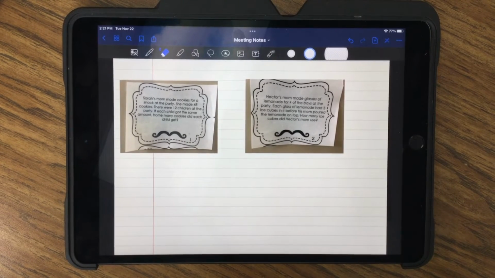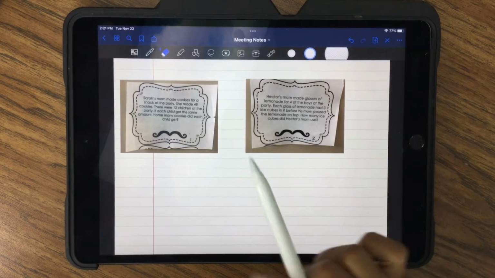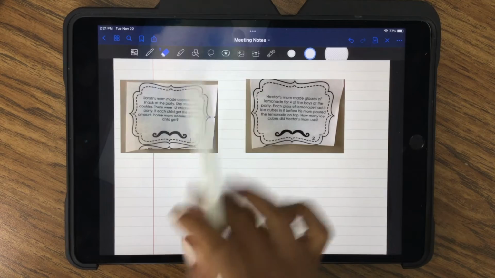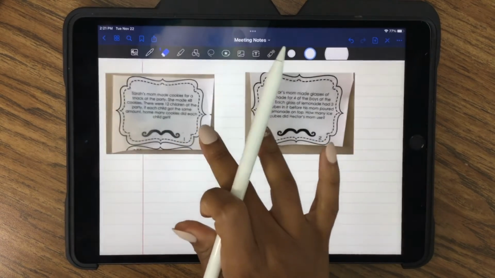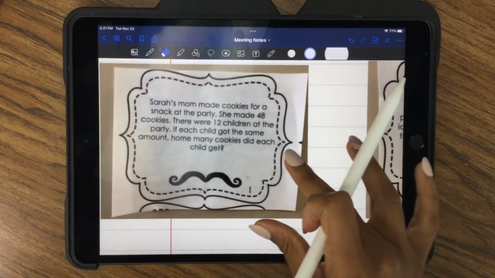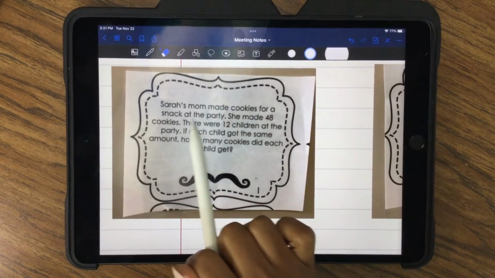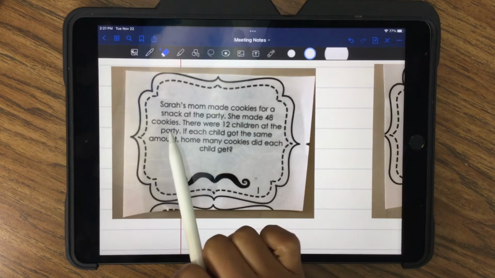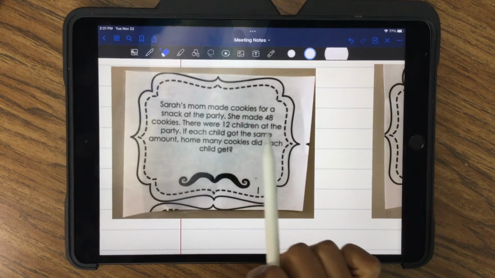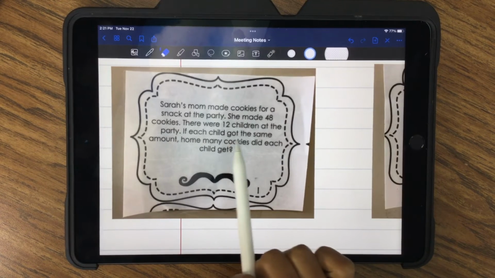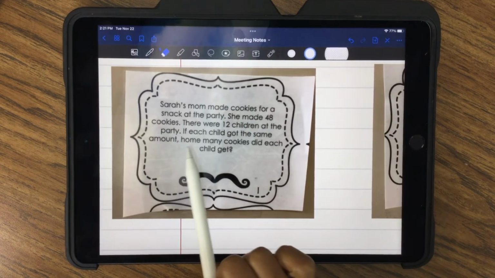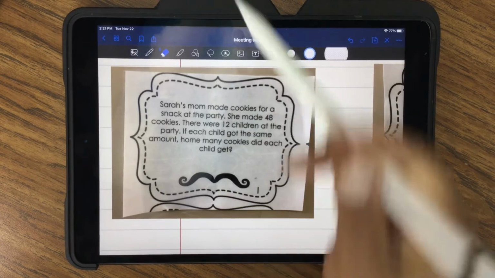So I talked to the kids about looking at the word problem, reading it more than once, and looking for clues, okay? So let's go ahead and read this word problem. It says Sarah's mom, let's make it a little bit bigger. Can we? Yep. Okay. Sarah's mom made cookies for a snack at the party. She made 48 cookies. There were 12 children at the party. If each child got the same amount, how many cookies did each child get?